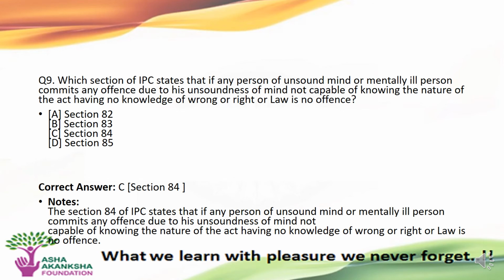Let's move on to the next question. Which section of the IPC states that if any person of unsound mind or mentally ill person commits any offense due to his unsoundness of mind, who is not capable of knowing the nature of the act and has no knowledge of wrong or right or law, the law is no offense? Options are A. Section 82, B. Section 83, C. Section 84, or D. Section 85. The correct answer to this question is option C, that is, Section 84 talks about the unsoundness of mind and the crime done by a person in his unsoundness of mind.